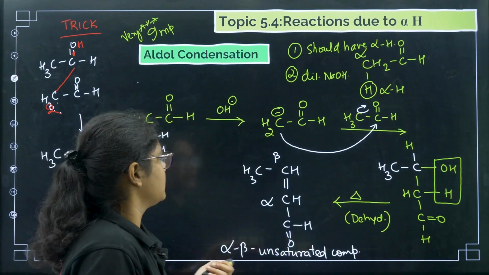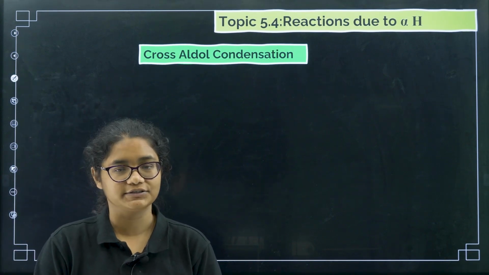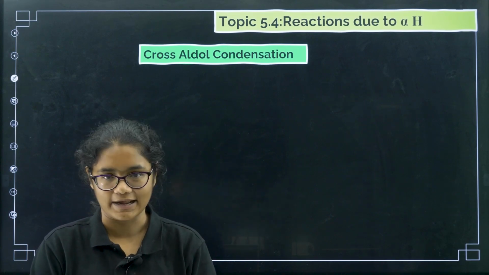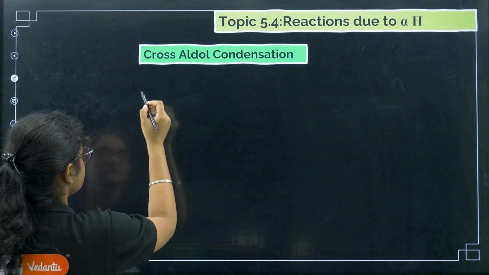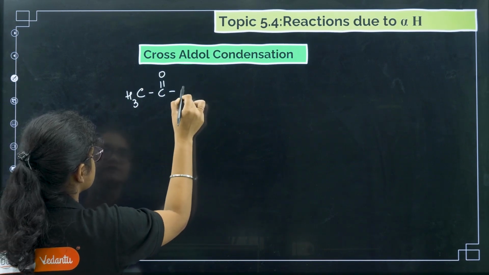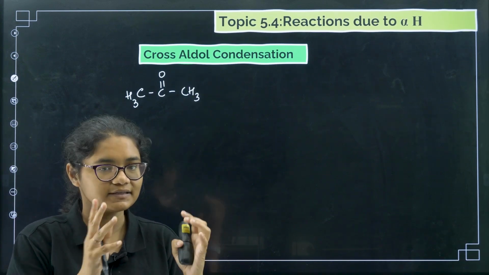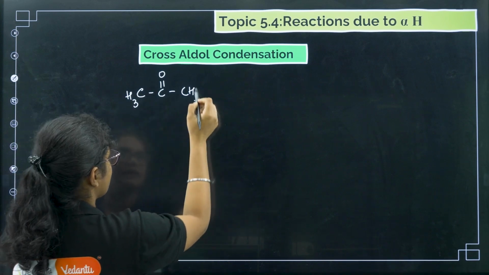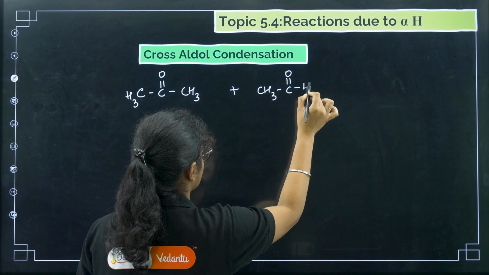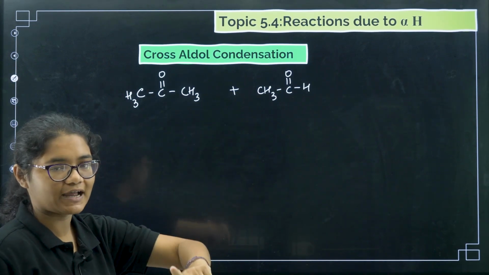Okay, fine. Next, coming to cross aldol condensation. So in cross aldol condensation, what happens? You have to take two different, sorry, not two different aldehydes, two different carbonyl compounds which contain alpha hydrogen. The mechanism is the same. So this is one reactant, CH3COCH3, and I have another, CH3COH. These are the two reactants that we have taken to give cross aldol condensation.